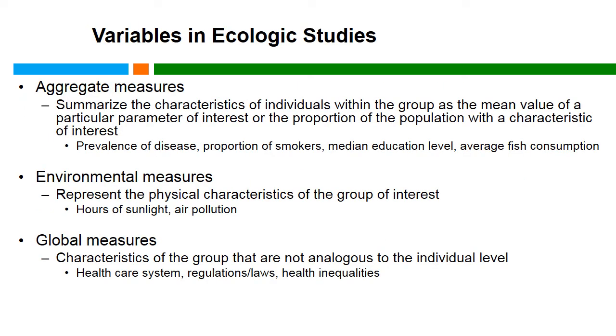So variables that you'll typically see in ecologic study designs include aggregate measures, and these are measures that summarize the characteristics of individuals within the group as the mean value of a particular parameter of interest or the proportion of the population with a characteristic of interest. So for example, the prevalence of disease across countries, the proportion of smokers in various regions or countries, the median education level, the average fish consumption, average sugar consumption, the average red wine consumption across countries. All of these are aggregate measures that you might derive in your ecologic study design.